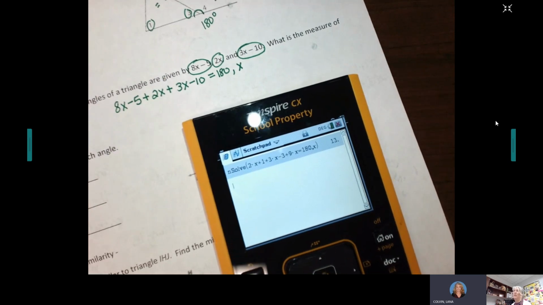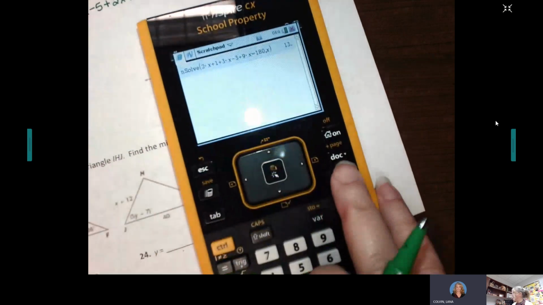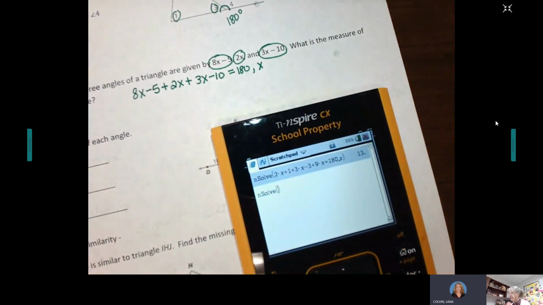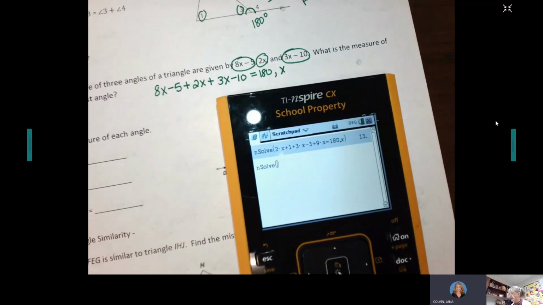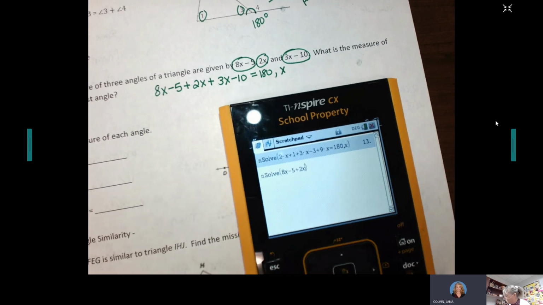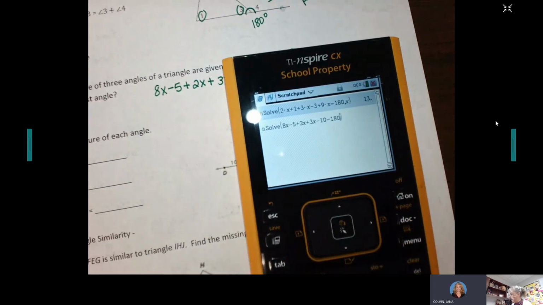So tomorrow, pull your calculator out. Once you practice in menu 3-1, I'm going to hit menu, then I'm going to hit number 3, and number 1. Menu 3-1. I'm going to get it. 8x minus 5 plus 2x plus 3x minus 10 has to equal 180. And then I'm going to do comma x. I'm going to wait for you to get that typed in.